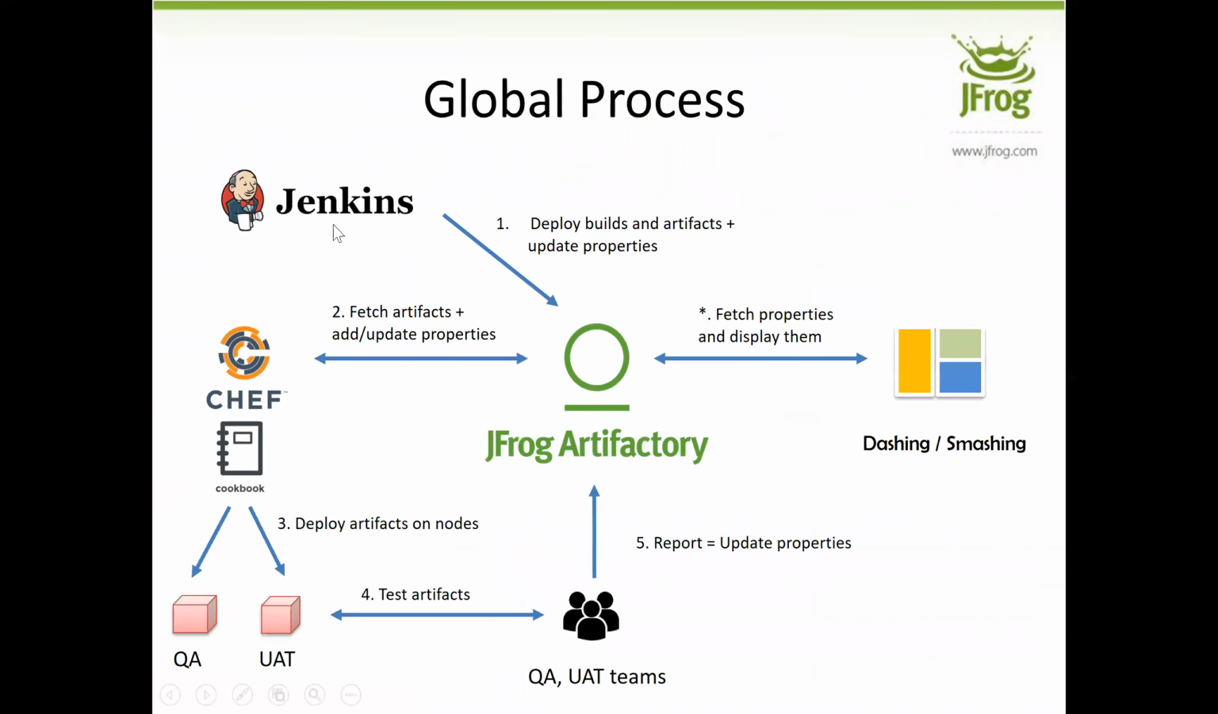First, with Jenkins, we'll be deploying all builds and artifacts into Artifactory, and then we'll be updating the property, adding the QA.status, so it will be ready for deployment. Then I'll use a Chef cookbook to retrieve my artifacts and deploy them on my different environments. And when it's done, I will be adding and updating some properties, saying, okay, I've done the deployment, it's ready for testing, and I will add the timestamp on my deployment.